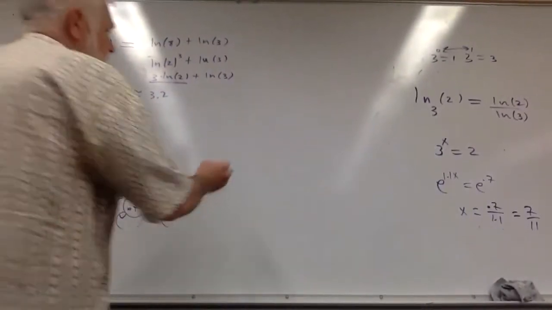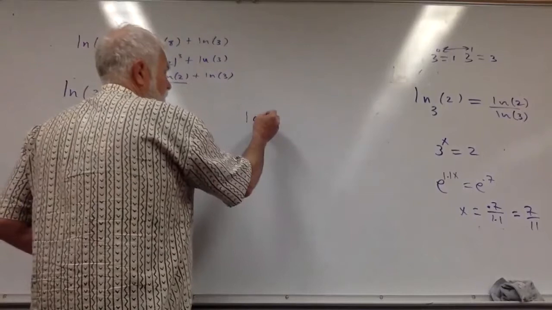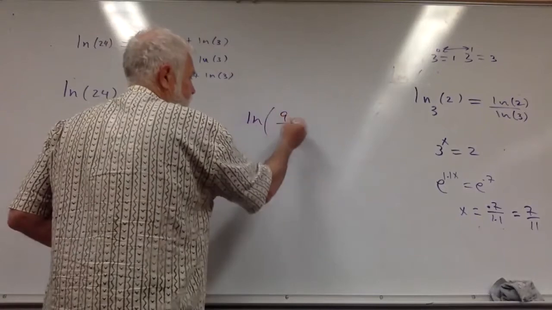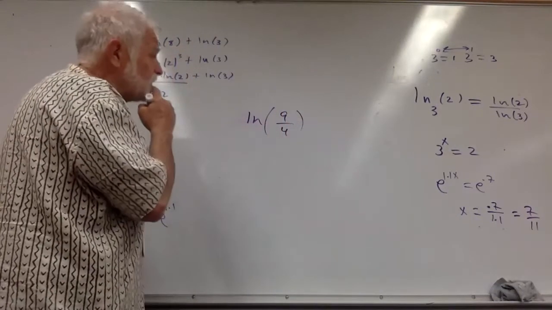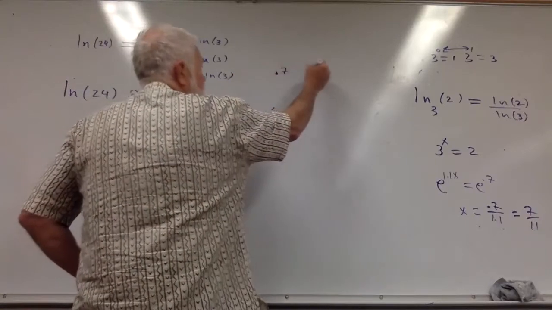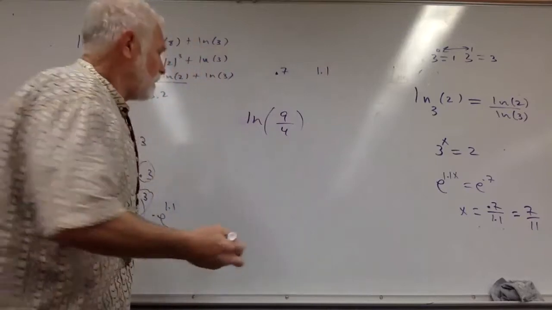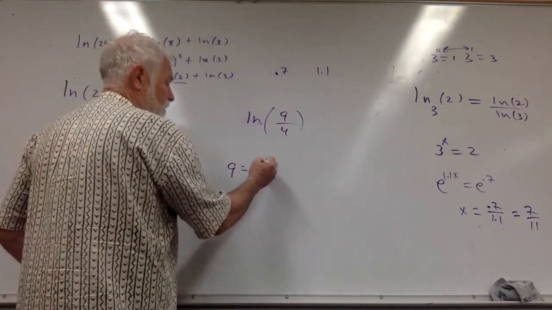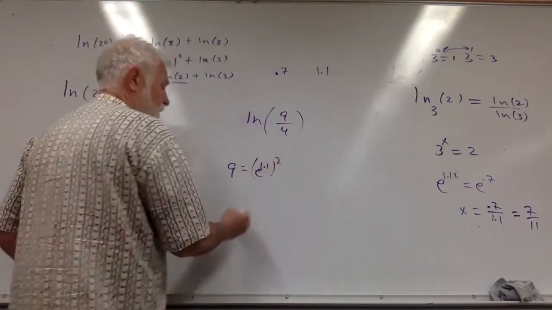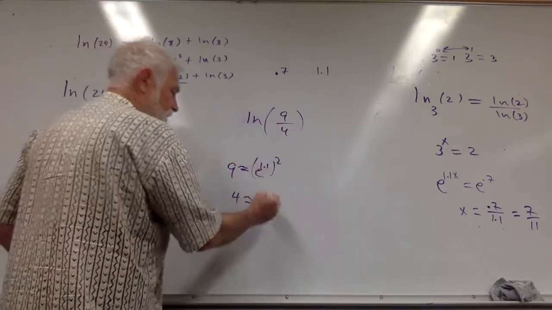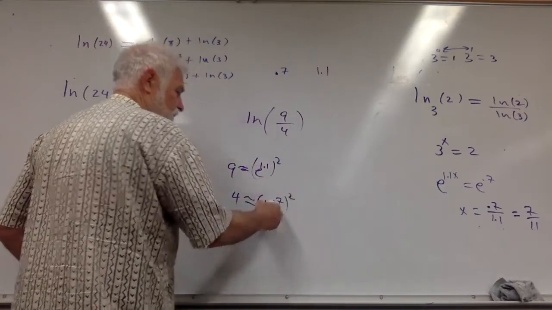Let's do a rule of a logarithm. Let's see if we can find the ln of 9/4, which is just a little bit bigger than 2, right? 4 goes into 9 twice. So we're somewhere between 0.7 and 1.1, you get a feel. Well, 9 is e to the 1.1 squared, since 9 is 3 squared, and 4 is approximately e to the 0.7 squared, right? e to the 0.7 is 2.